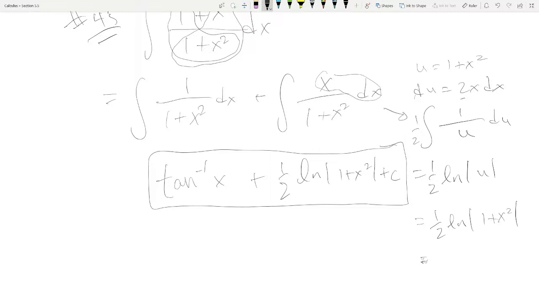And I said to leave off the absolute value, so I'll also do that. This is 1/2 ln of 1 plus x squared, since 1 plus x squared is greater than 0.